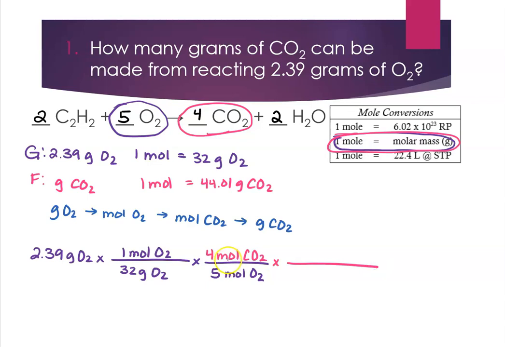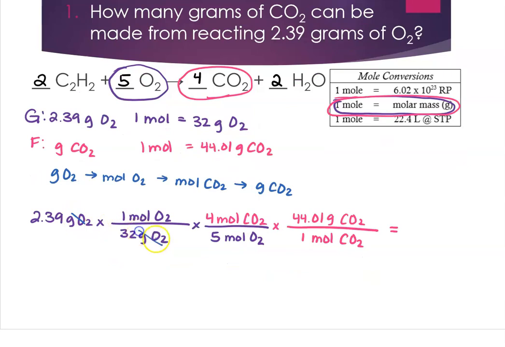So now that I'm in moles of CO2, I can then do my final step and convert to grams by using the molar mass of CO2. So 1 mole CO2 is 44.01 grams of CO2. Grams of O2 cancel with grams of O2, moles O2 cancel with moles O2, moles CO2 cancels with moles CO2, and I'm left with grams of CO2.